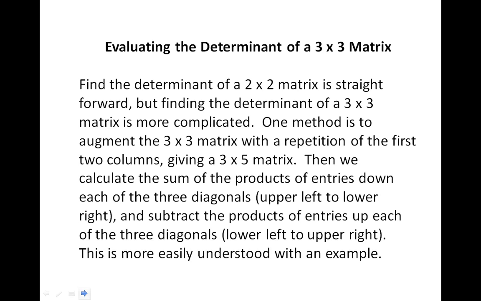All right, finding the determinant of a 2 by 2 matrix is straightforward, but finding the determinant of a 3 by 3 matrix is more complicated. One method is to augment the 3 by 3 matrix with a repetition of the first two columns, giving a 3 by 5 matrix. Then we calculate the sum of the products of entries down each of the three diagonals, upper left to lower right, and subtract the product of the entries up each of the three diagonals, lower left to upper right. This is more easily understood with an example.